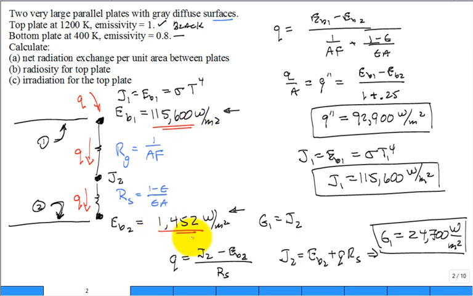Somebody says, I'd like to give you a gift. I'll give you $115,600 or I'll give you $1,452. I know that's a great gift. I would take either of them, but which one would you take if you had the choice of either one? There's a huge difference between these two numbers, is there not?